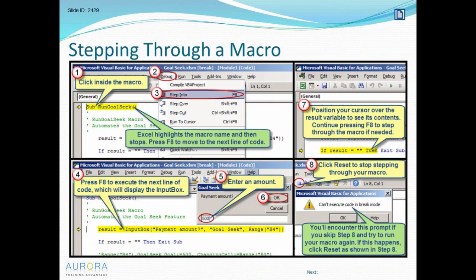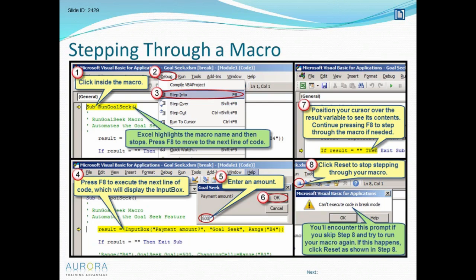And so we'll find that when we get to our input box, we can type in our amount, we can click OK. As we're stepping through the code, if we want to hover over a variable name, we can see what's inside it. So this lets us slow the process down and make sure that we see what's going on and then tighten up our code if needed.